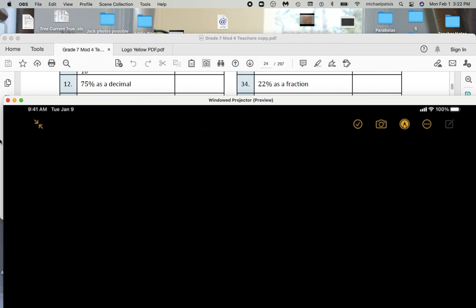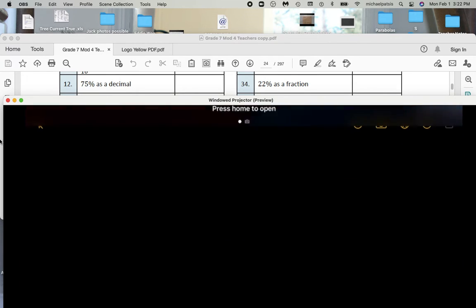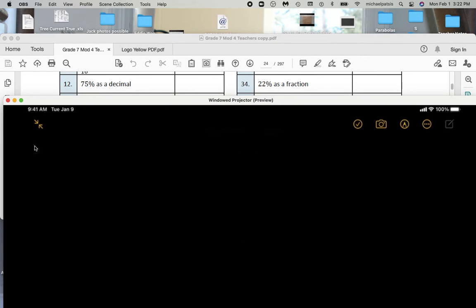Okay, so let's look at the first one. The first one we have is 75%. Now, we learned in part 1 that whenever you see the percent symbol, that is the same as dividing by 100. So there is your fraction, but they are asking for a decimal. So how do we move from a fraction to a decimal? Well, the one way to do it that always works is to go ahead and do long division.